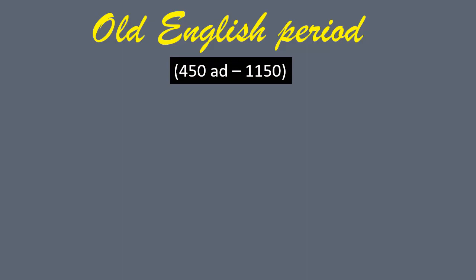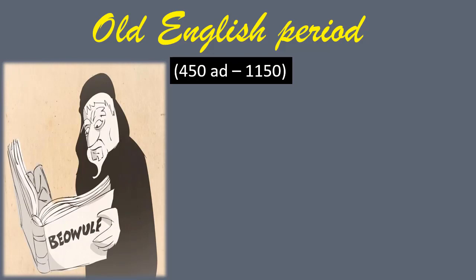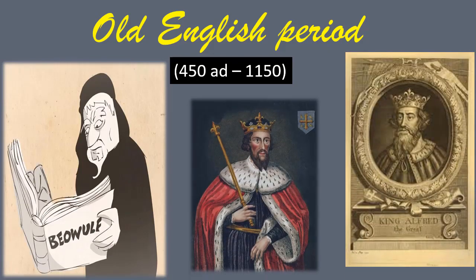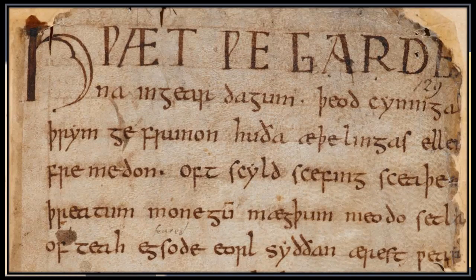Old English period. It happened between 450 AD until 1150. It was also known as the era of the language of Beowulf and the era of King Alfred the Great. One of the legitimate evidence from the Old English period was the collections of Beowulf's text.